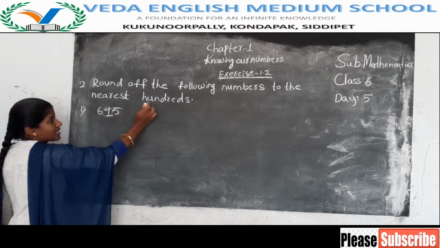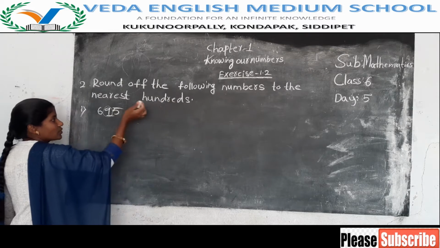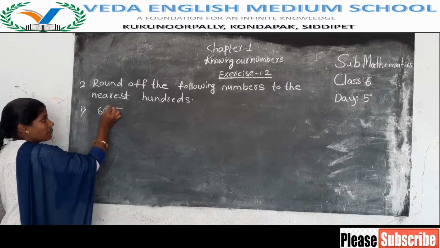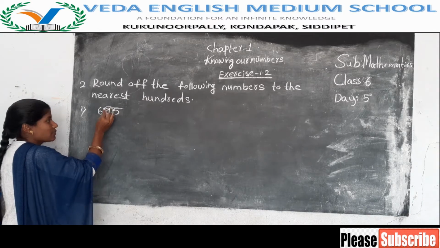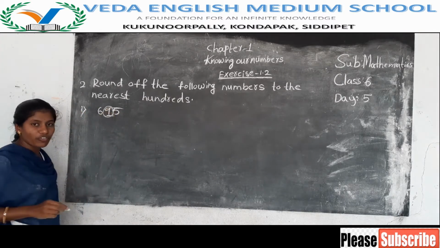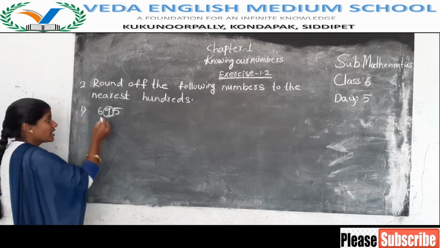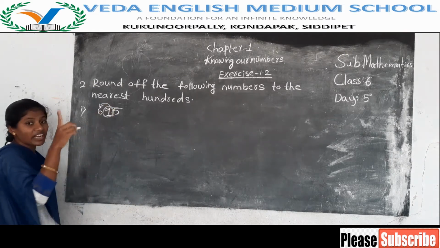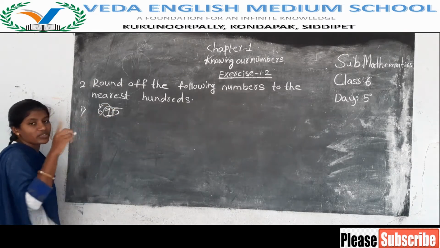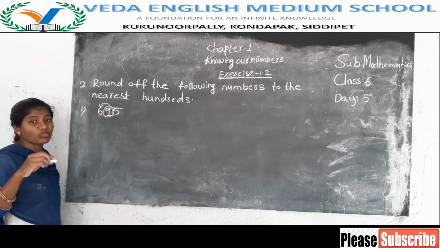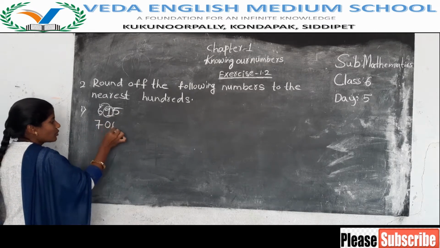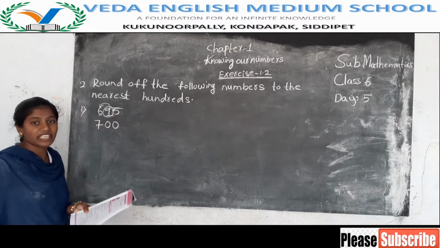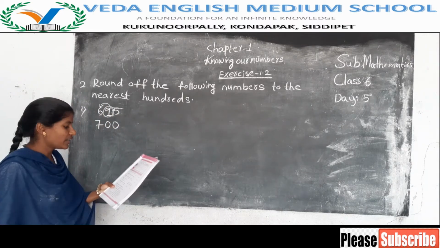Here, they are asking for the nearest hundreds, so you have to check the place value before hundreds. Before hundreds, we have the tens place. In this tens place, we have 9. 9 is above 5, so you have to increase the next number one time. Here, in hundreds place, we have 6. If you increase the 6 one time, the next number is 7. In the remaining two places, we have 0. So, 695 is nearest to 700.